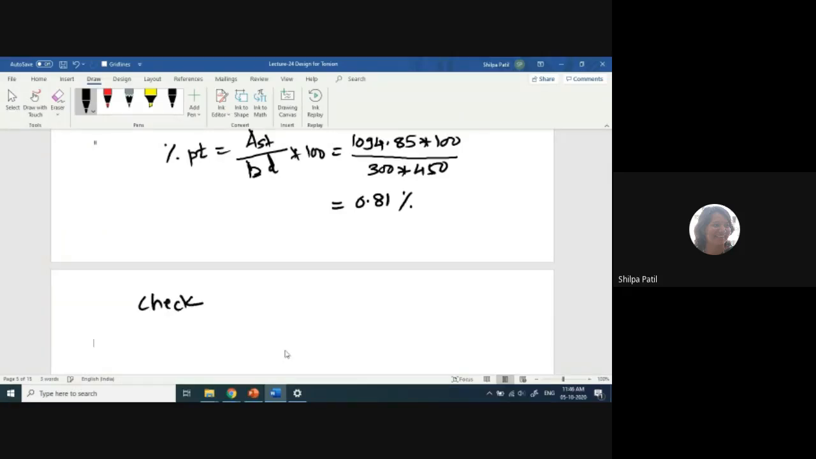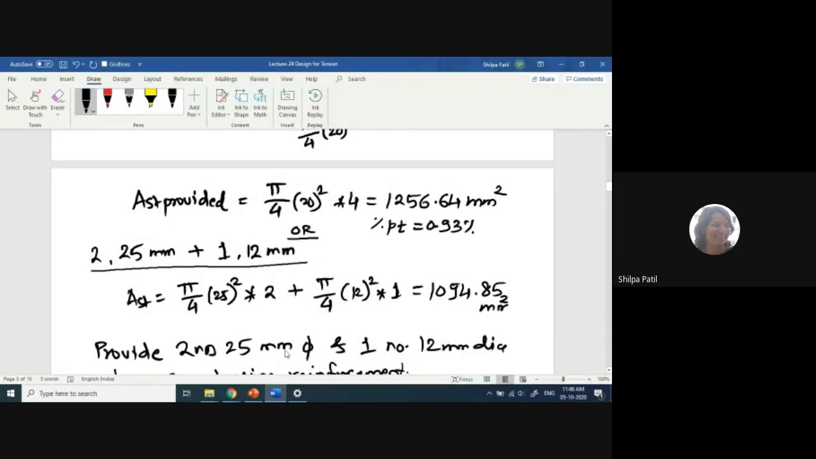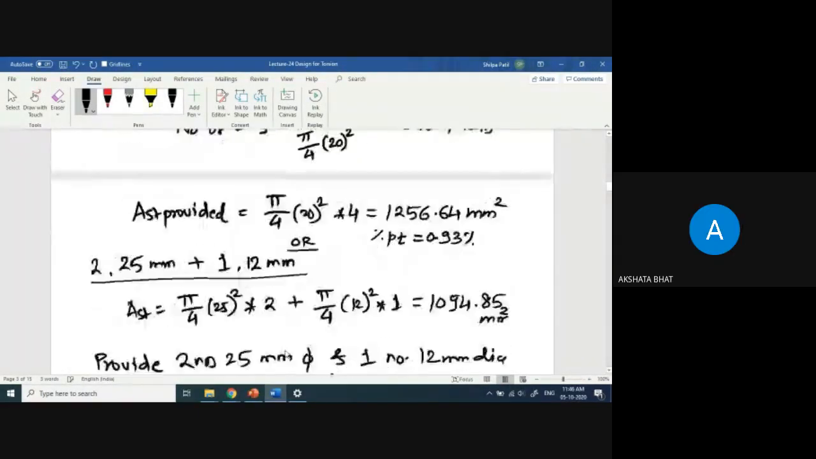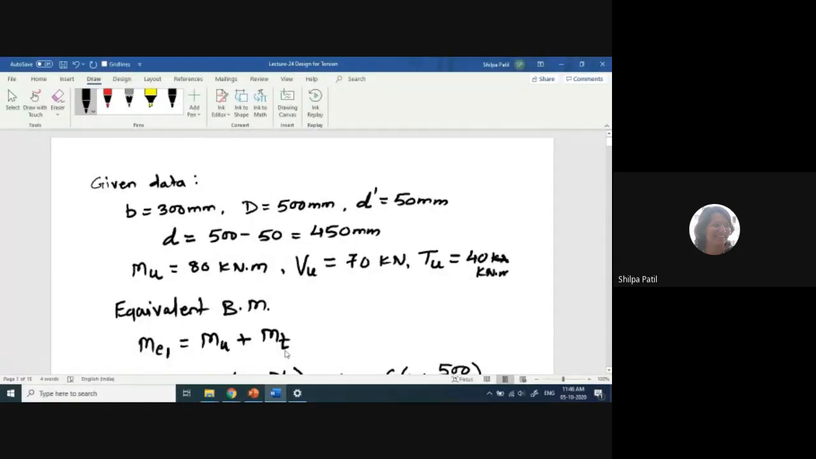Truly speaking, Akshata was talking, right? Am I right, Akshata? Yes, ma'am. So if you consider in the problem statement itself, the width is given as 300 mm. So we cannot change that width. Though we are right now considering the check for width, we cannot change the width because it is already given. And for this dimension, we have to find out what is the area of the steel required. And accordingly, we have to adjust the bar diameter.